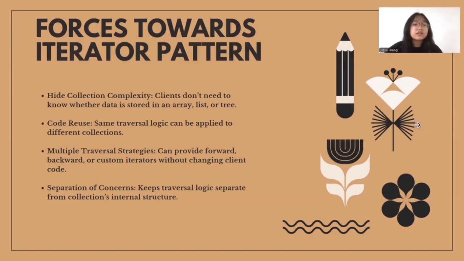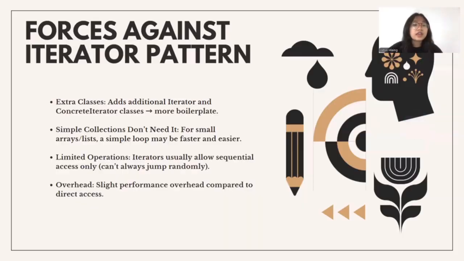But there are some disadvantages. It requires extra classes like iterator and concrete iterator. For small arrays or lists, a simple loop may be faster. Iterators usually allow only sequential access, not random access, and it can add slight performance overhead compared to direct access.